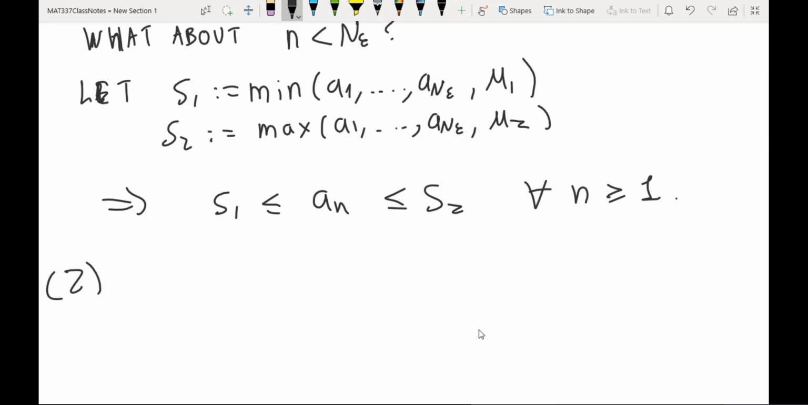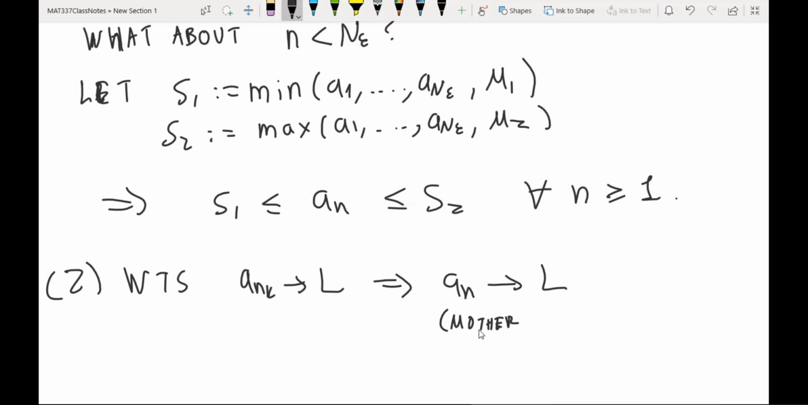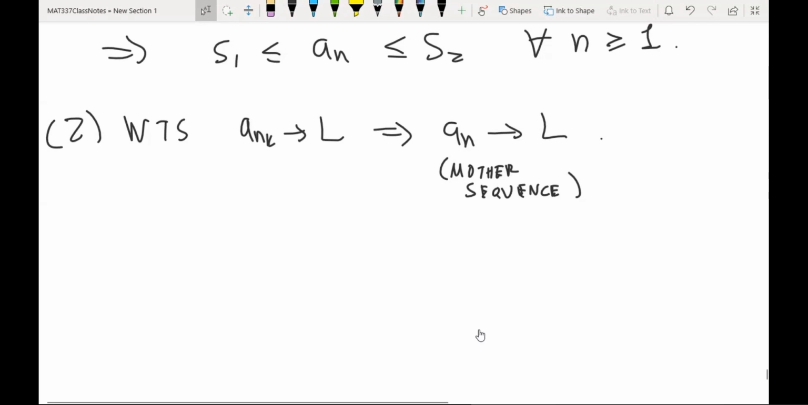All right. So we want to show that if A_nk goes to L, then A_n, the mother sequence, also goes to L. Why do we choose epsilon 1? Any epsilon would have been fine. So fix epsilon positive.